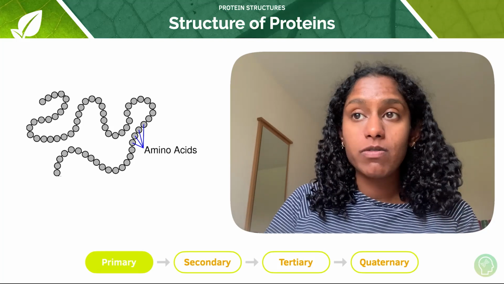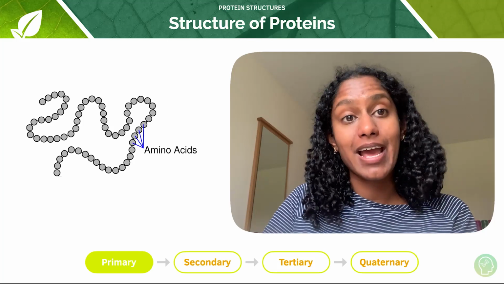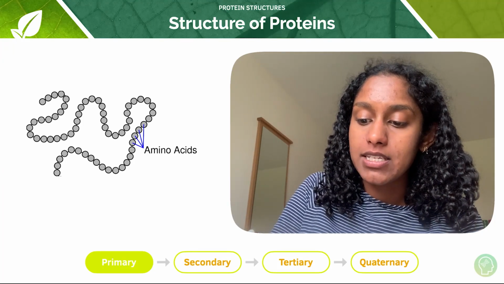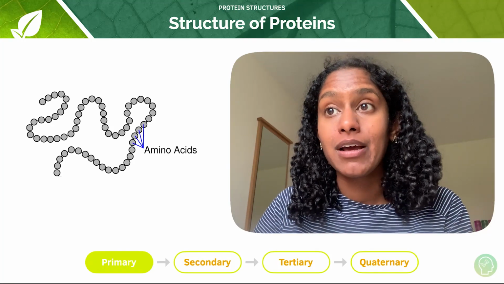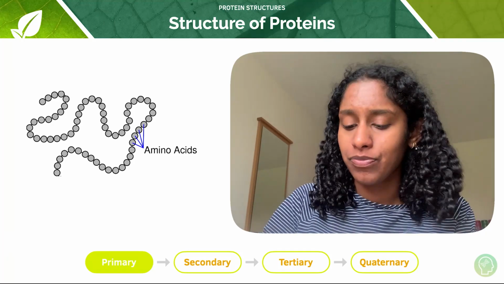So the primary structure of a protein is the sequence of amino acids that makes up its polypeptide chain. So this is a definition that I want you to learn, because this is quite a common exam question to be asked, and it's really easy marks and you can just learn this definition.